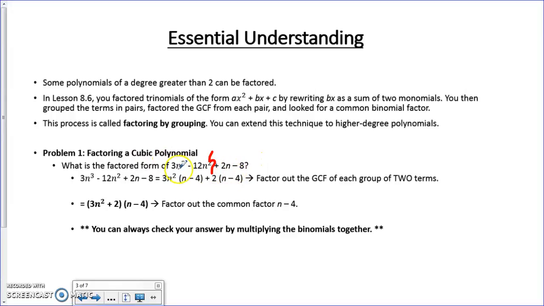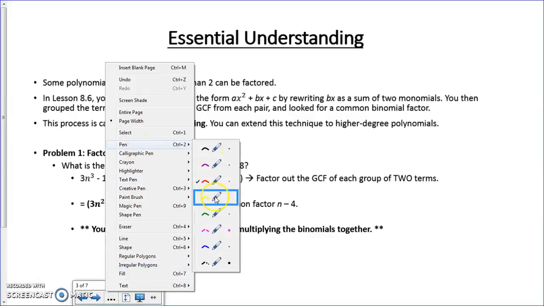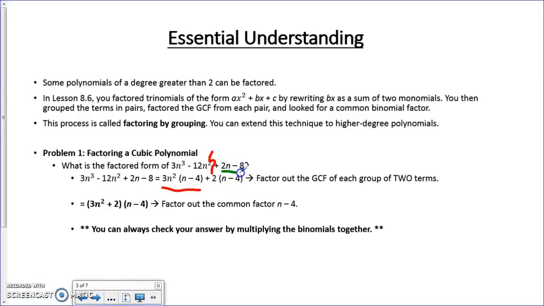So we're going to look at 3n cubed minus 12n squared, and we're going to factor out the GCF of that. The GCF of that binomial is 3n squared. When I factor it out, I'm left with n minus 4. That was the first group. The second group is 2n minus 8. The GCF of that is 2. When I factor out 2, I'm left with n minus 4.